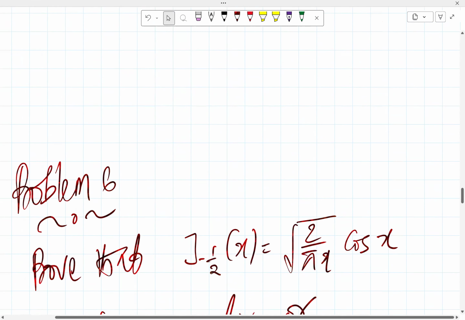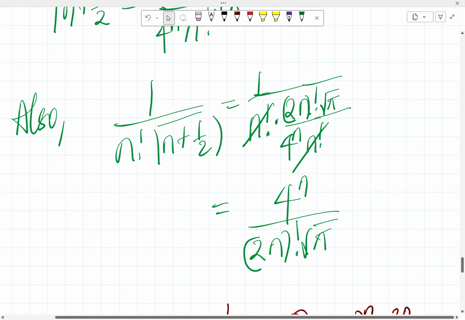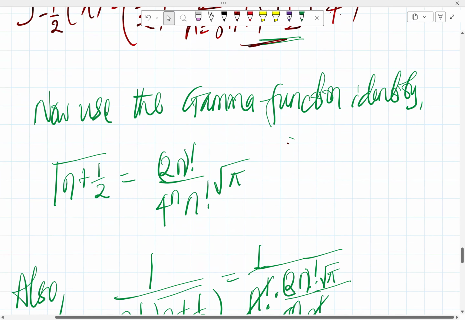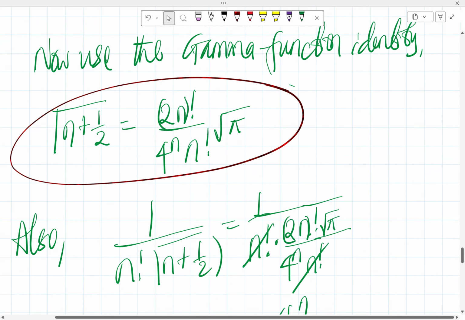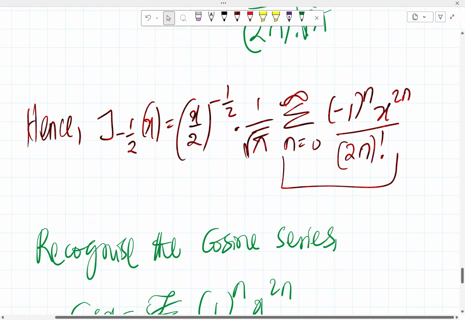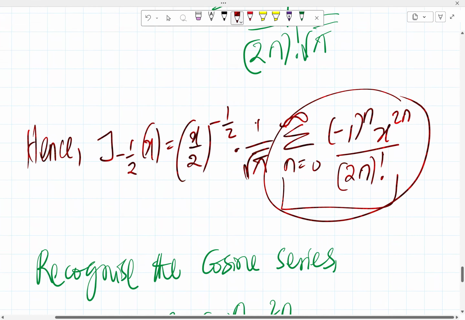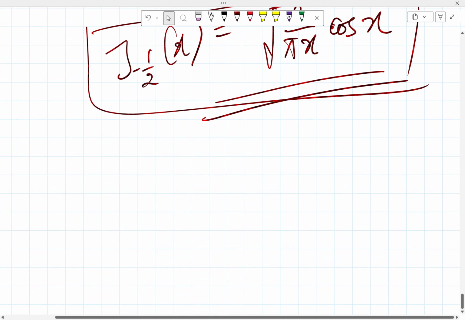So we just need to follow gradually like that. I think the key part will be to remember the gamma function identity here. We need to remember that. And we also need to remember that this is cos. So those are the key parts. Once all of those are in place, then we are good to go.